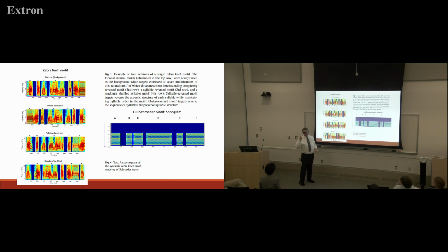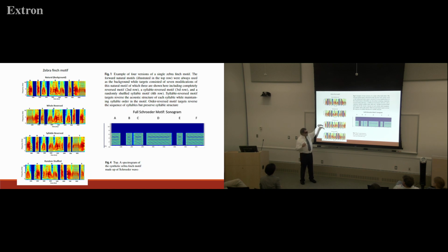There's a particular song nucleus in songbirds called NCM. If you play the birds the original song, it drives NCM. NCM responds to it, the neurons fire. If you play them the whole thing reversed, it doesn't drive NCM. They just don't get any activity in the song center. Now, what else can we do?